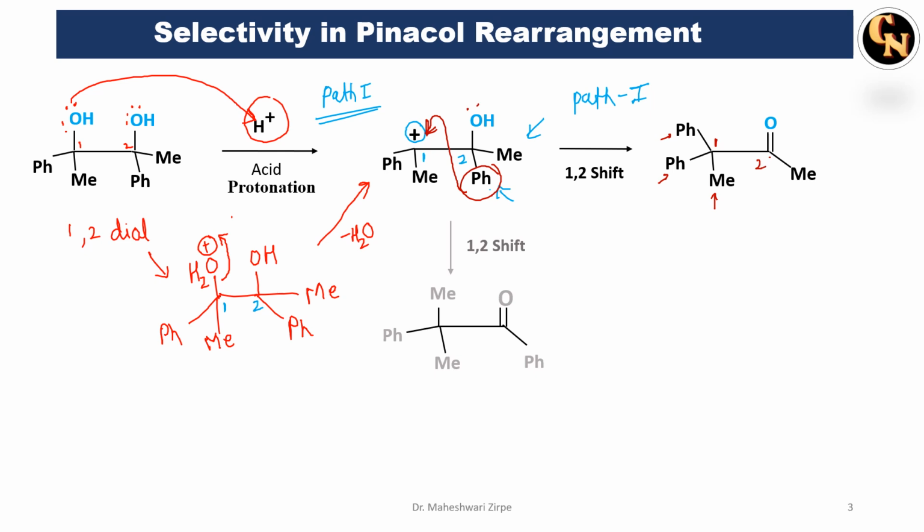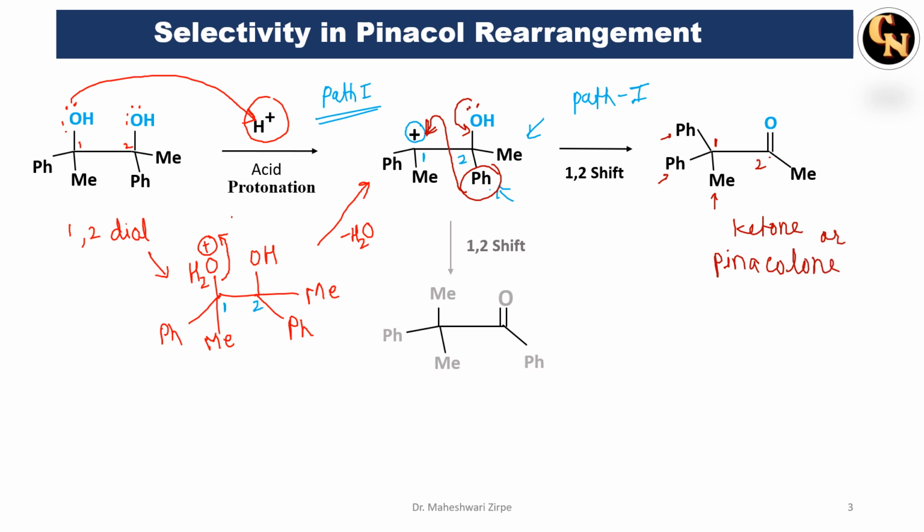So we know how the mechanism takes place. The electron pair of oxygen will shift here and it will push Ph onto the first carbon. And this way you are going to get a pinacolone, a ketone, a highly substituted ketone, which is also known as pinacolone.